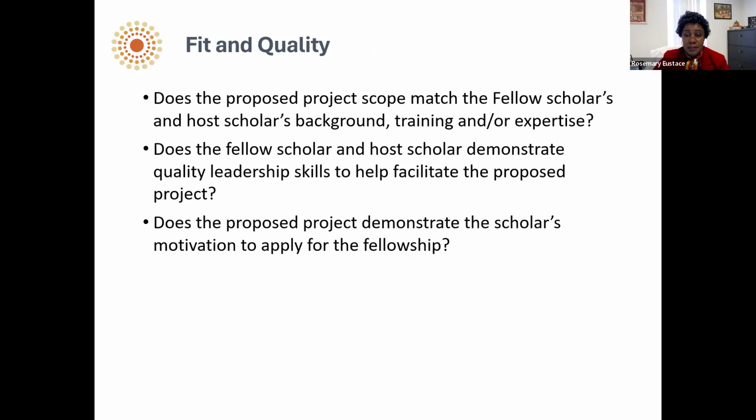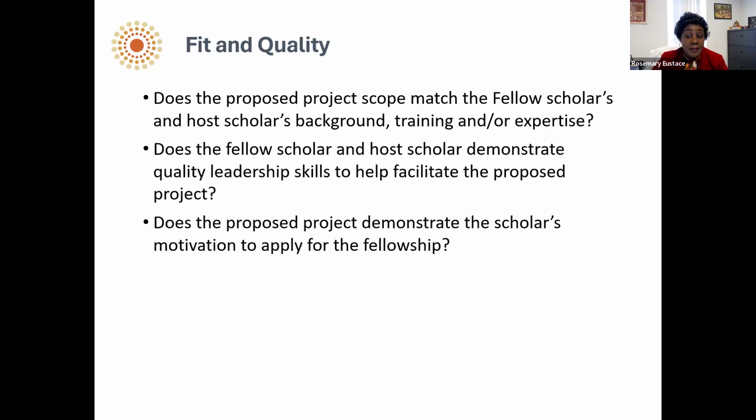The fit and quality. This is so important. Are you the right scholar? Are you going to complete the right project with the right host? Do you have the expertise? Does your background match? Do you have the resources? So showcase your background, showcase your expertise, your training, and how that fits in the application to match with the host scholar and the host institution mission and vision.